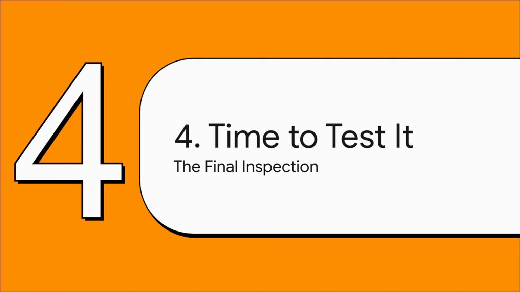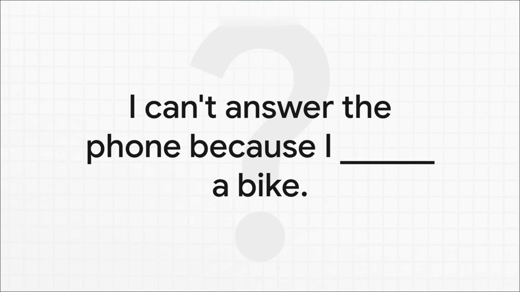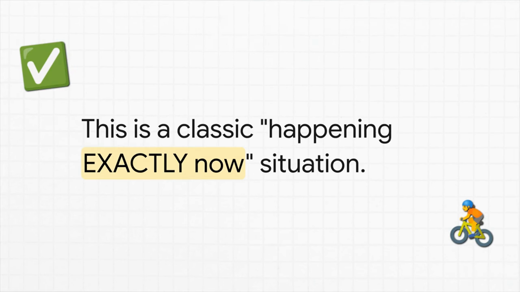Okay, you've seen the rules, you've seen the advanced moves. Now it's time to put all that knowledge to the test with a quick final inspection. So what do you think? Which one fits here? We're looking for an action that's literally stopping another one from happening at the exact moment of speaking. Yep, you got it. The answer is, of course, am writing. The action of writing is happening right now, and that's why you can't answer the phone. It's a perfect example of our very first rule.